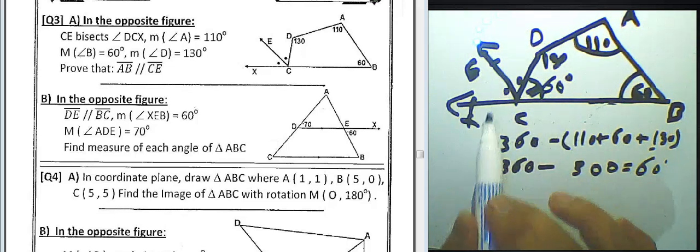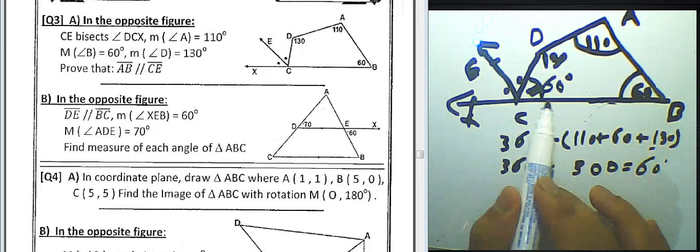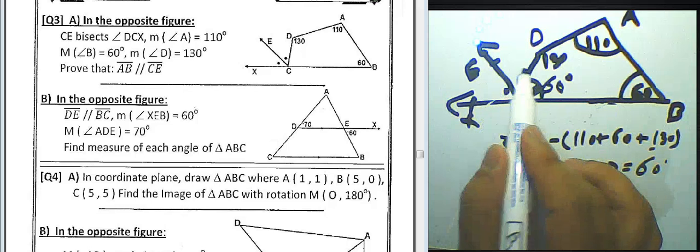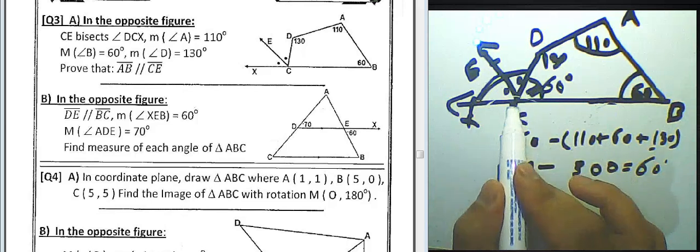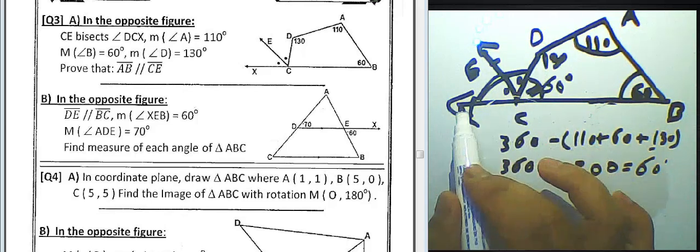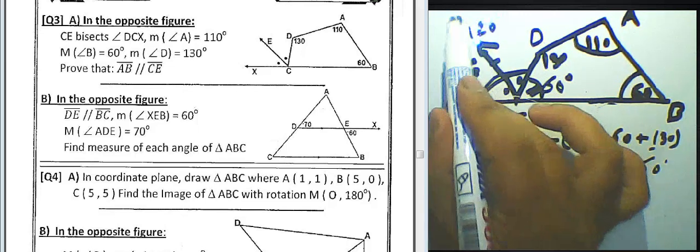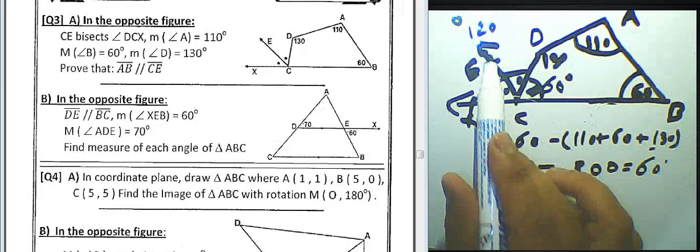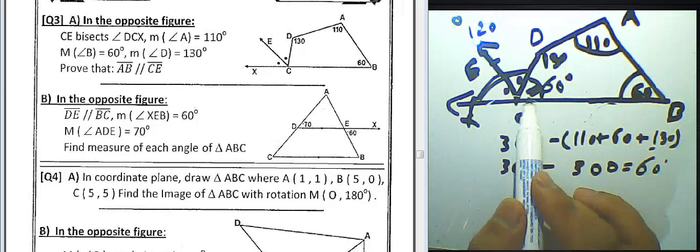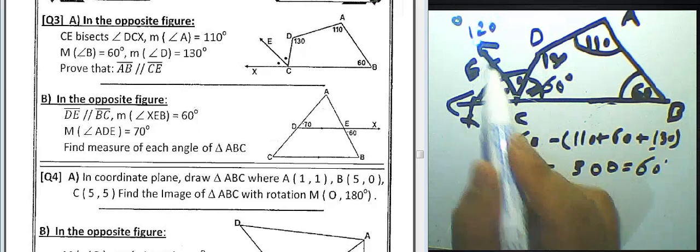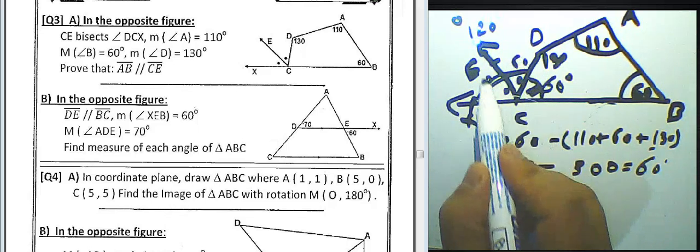And we have a straight line. The measure of a straight angle equals 180. Then we can find the angle here, the measure of angle DCX equals 180 subtract 60, equals 120 degrees. And then 120 divided by 2, because CE bisects angle C, then the measure of angle DCE equals the measure of angle ECX, equals 60 degrees.